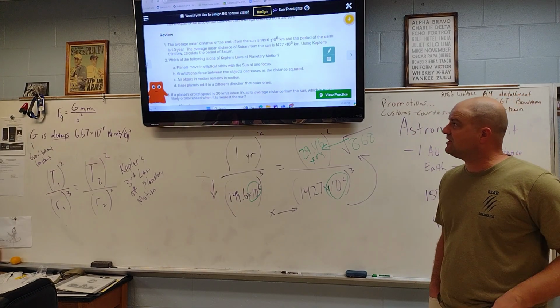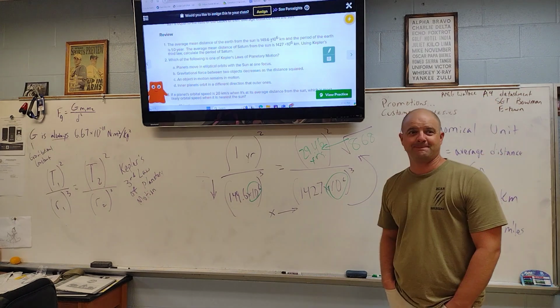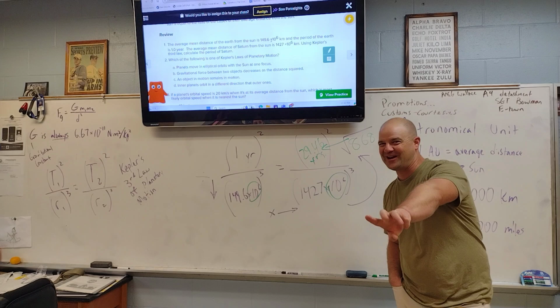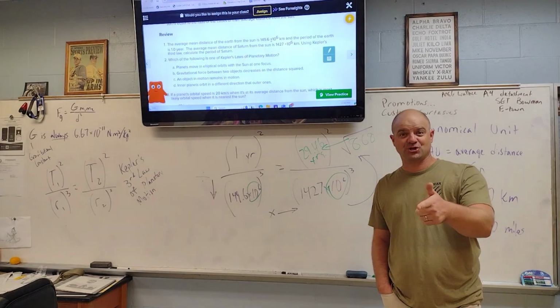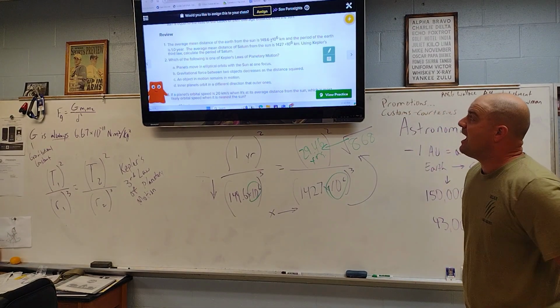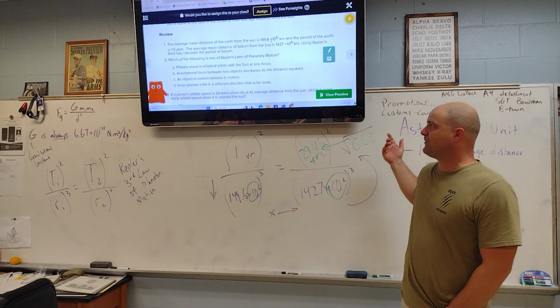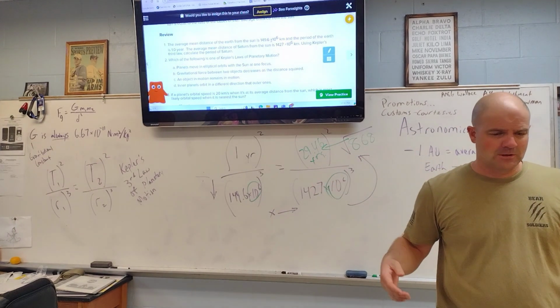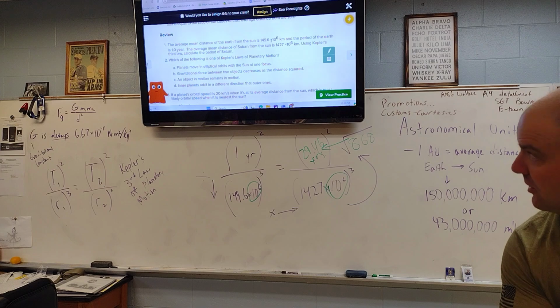And C, an object in motion remains in motion. What's that from? Newton's first law, not the third. The law of inertia, right? And then D, inner planets orbit in a different direction than outer ones? No. No. No.